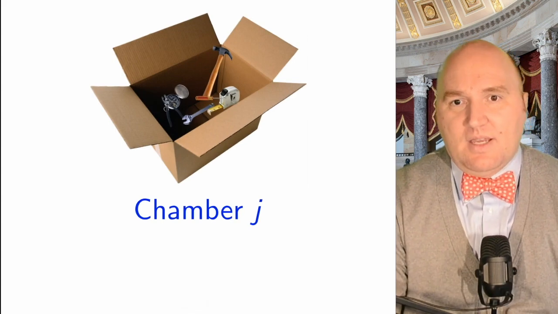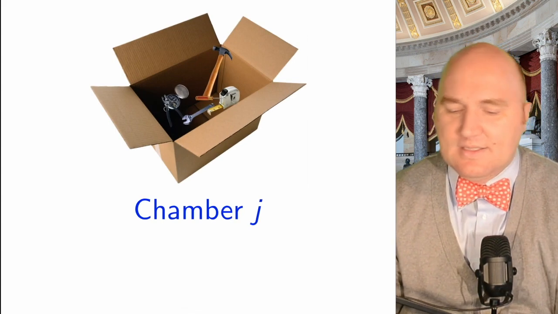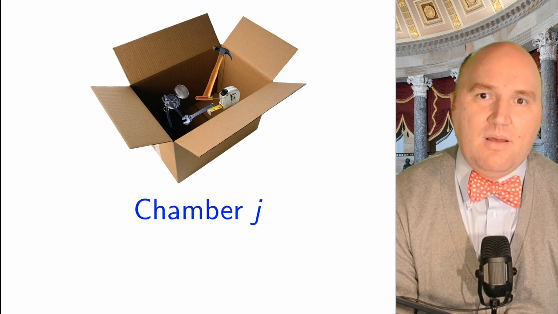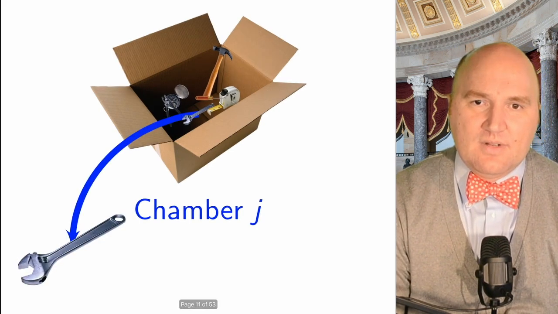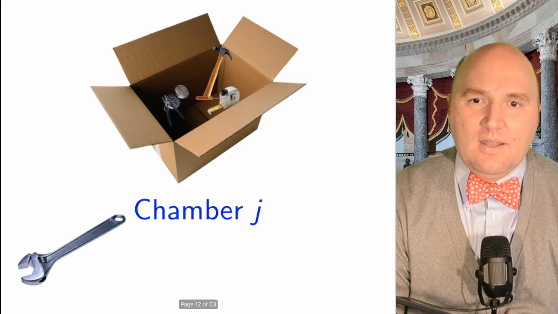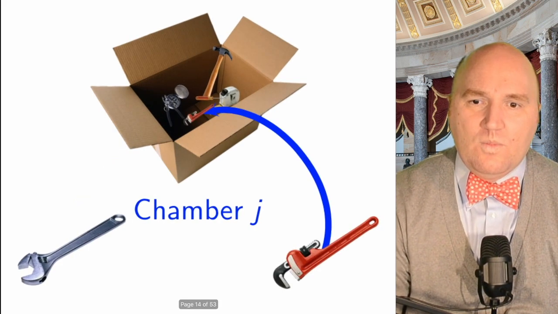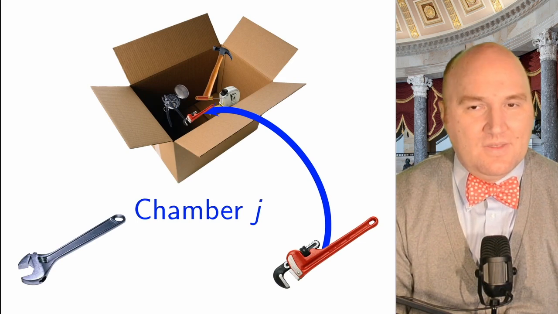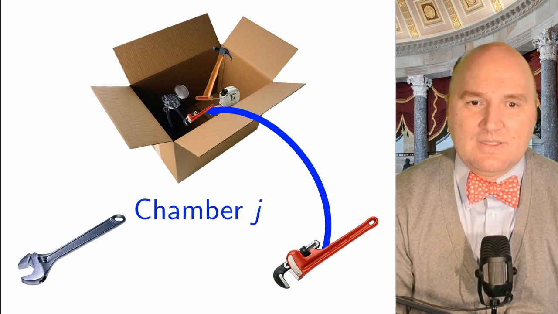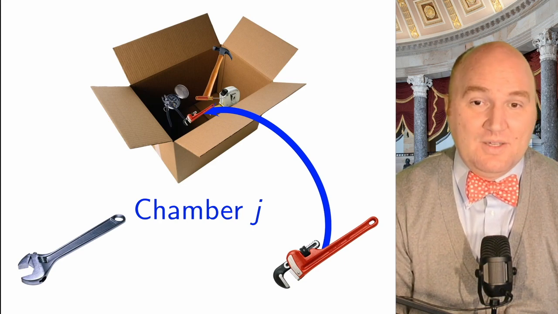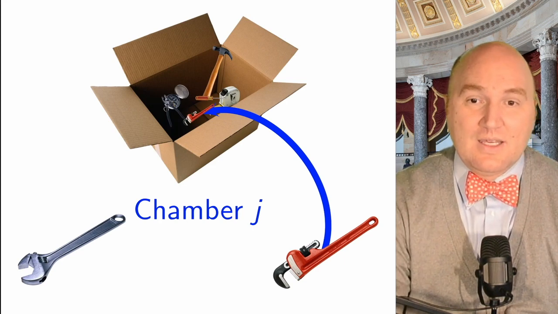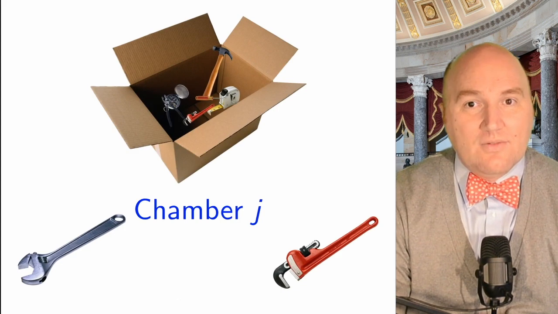Chamber J comes along after Chamber I has acted and says, this is a great set of tools to address these policy concerns, and we like all of this, except we don't like the crescent wrench. Let's pull that out and change that to a pipe wrench. I think that's what these are. I know the one on the left is a crescent wrench, and the one on the right, I think, is a pipe wrench. You can correct me if I'm wrong. People have corrected me on this in the past. All right, so they've changed it, right?